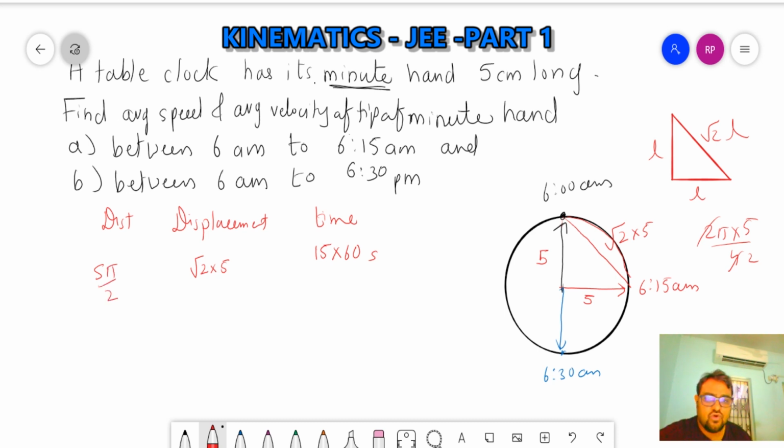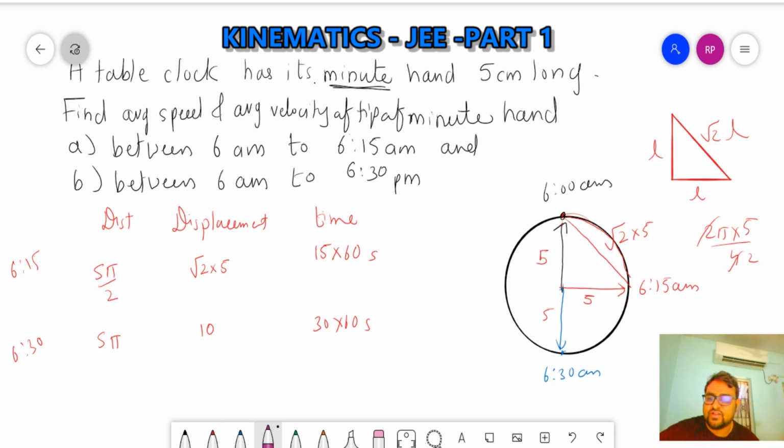Okay, now for 6:30, this is 6 till 6:15. Now till 6:30 means 30 minutes, 30 into 60 seconds. The displacement from this to this means 5 plus 5, 10. The distance from here to here, half circle means 2 pi r by 2, that is pi r, so it will be 5 pi. Okay, now it's very easy.